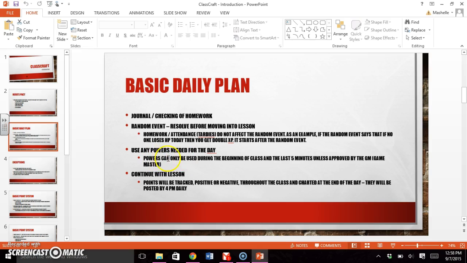So the idea here is that your powers can only be used during the beginning of class when we're doing the random event and the journal, and during the last 5 minutes of class, unless it's something I approve. Something I approve would be like the idea of if we're doing classwork and it's something that fits into that moment, then I would allow it to happen. After we do the powers, then I will continue with the lesson.